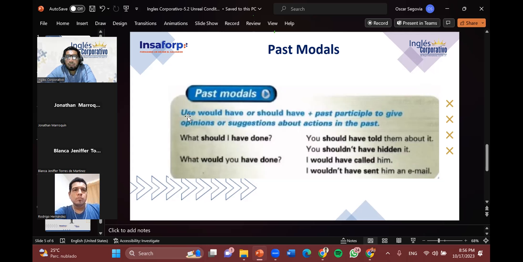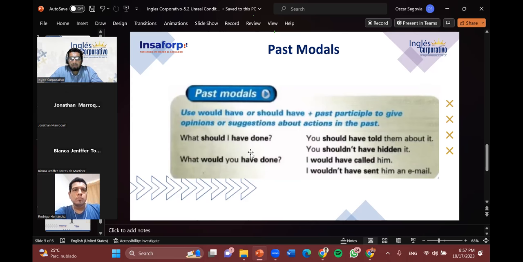Now, you would have or should have plus a past participle to give opinions or suggestions about actions in the past. Esto lo utilizamos para hablar acerca de cosas que pudieron haber pasado, ¿sí? Pudiste haber hecho, o sea, opiniones o sugerencias acerca del pasado. O sea, no cosas que podemos resolver, que podemos hacer, sino que pudimos haber resuelto, que pudimos haber hecho.